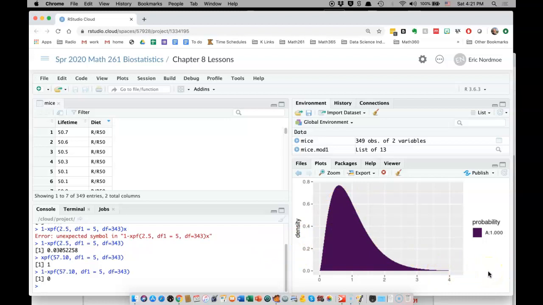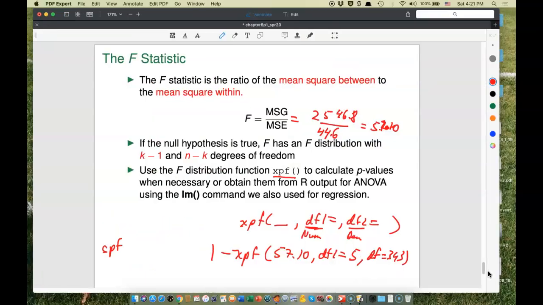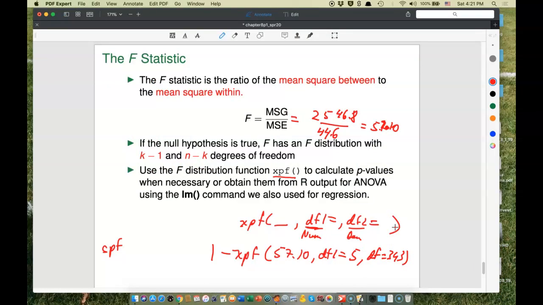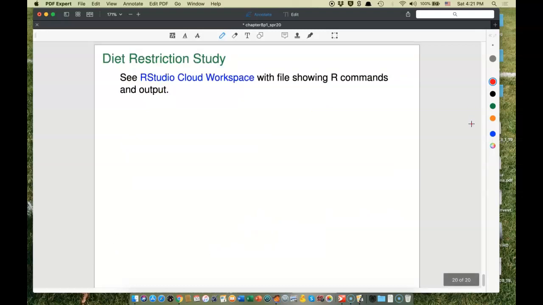Very strong evidence of a difference overall. So the diet is certainly seeming to be related to the longevity of these poor mice. So the p-value that we would get is approximately 0. We have strong evidence that something's going on, that there's a difference among them.